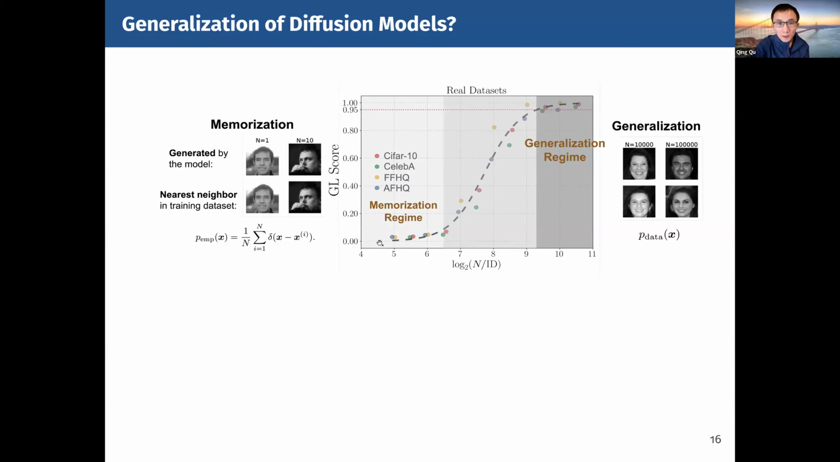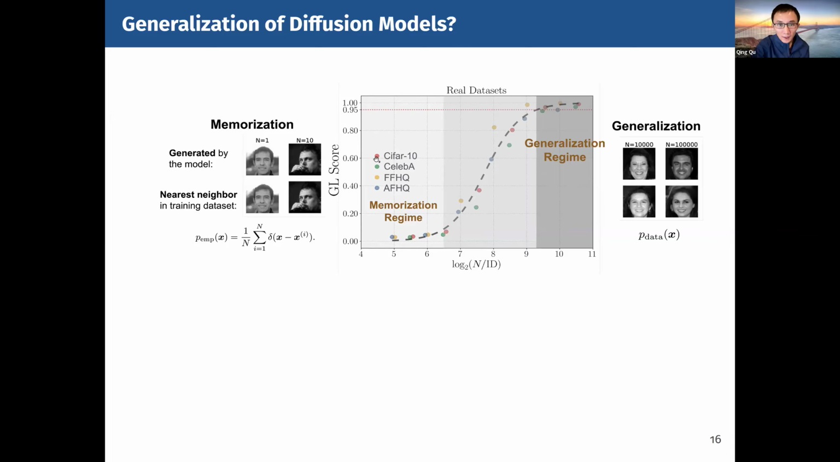The central image shows the x-axis with the number of training samples, where we are taking the log, where ID is the intrinsic dimension, which is fixed, n is changing, and the model capacity is also fixed. The y-axis shows the generalization score. The closer to 1 means stronger generalization, and closer to 0 means memorization. As we increase the number of training samples from small to large, you observe a phase transition from memorization to generalization.